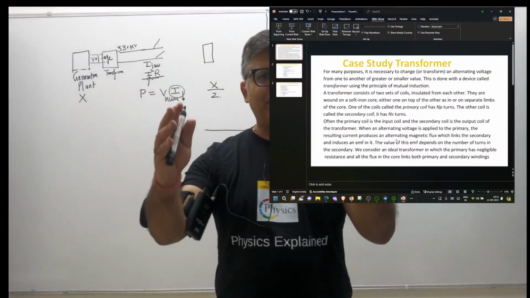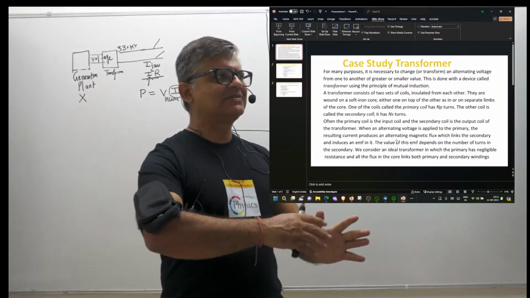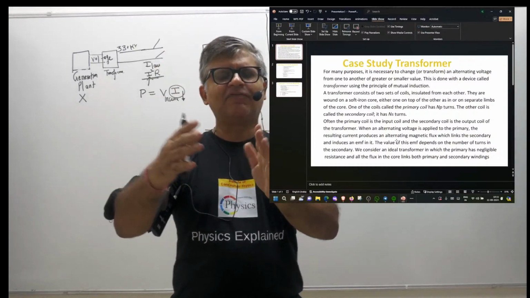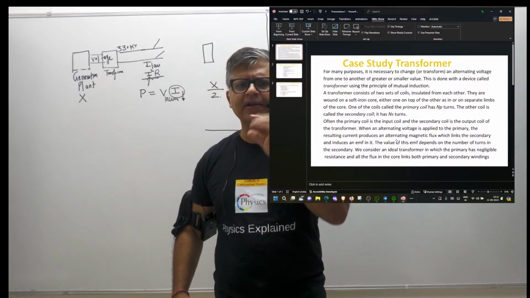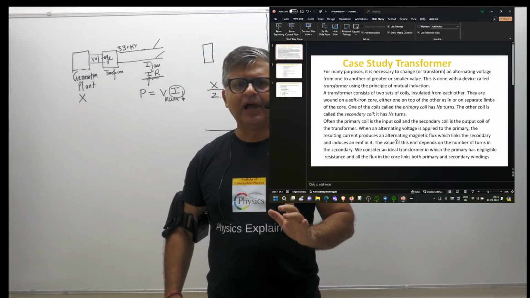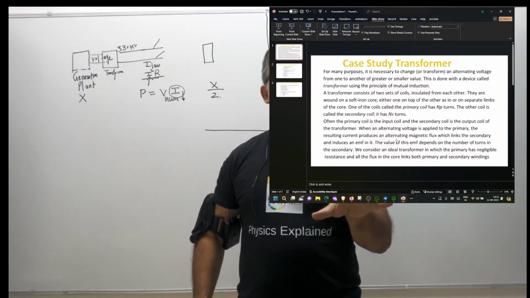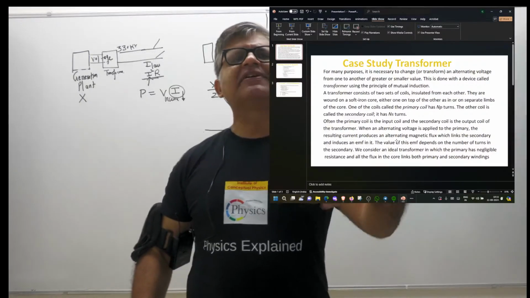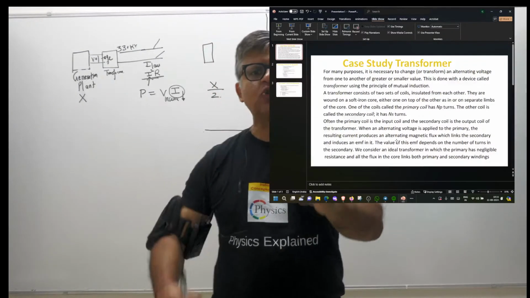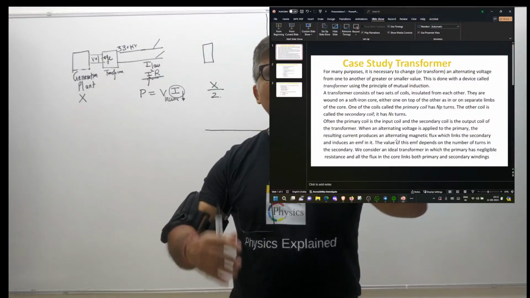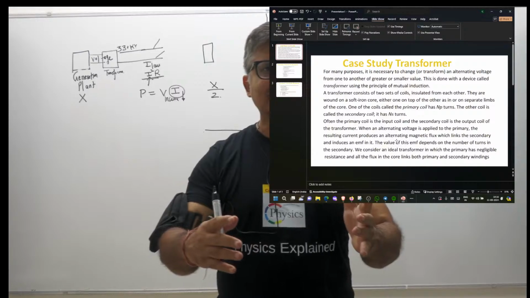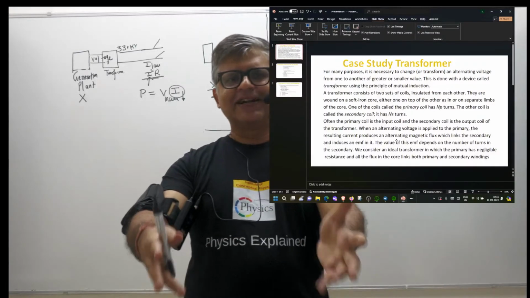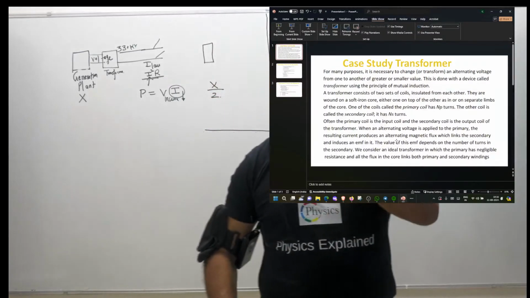Now we understand the purpose for which the transformer increases or decreases the voltage, right? That is one. So we have understood paragraph one. I'm not strictly going through the case study as 1, 2, 3, 4. I'm also explaining what is written so that your conceptual understanding of the transformer increases, which will help you solve the case study very easily. Let's go to paragraph 2.